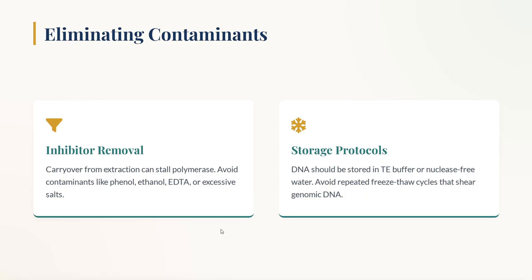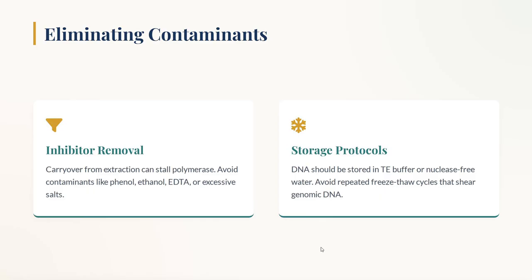Next is elimination of contaminants. What could happen from your DNA isolation? We use several different methods for isolation, salt based, phenol based. So if something is remaining in your DNA and that carryover is not removed properly, that could also inhibit your polymerase, and that could stop the PCR from giving you proper bands.